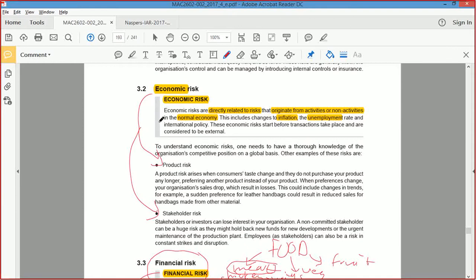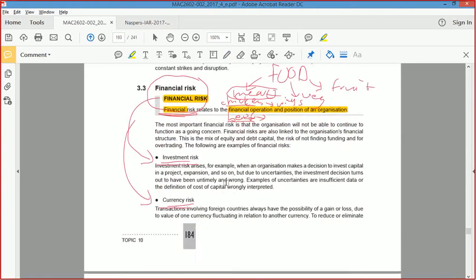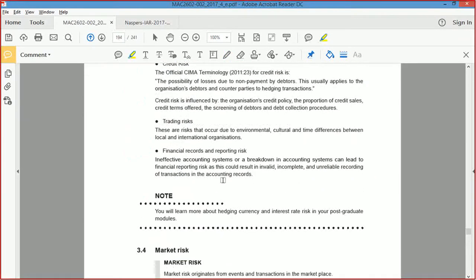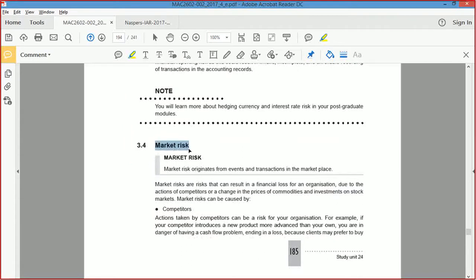The same thing here. Financial risk is a risk, and financial risk can be broken up into different areas. Investment risk, currency risk. Same thing as up here, economic risk. We can have product risk, we can have stakeholder risk. Those are things that would be part of the economic risk. So you can either go more detailed or less detailed, more high level or more lower level. Does it make sense? Yes, sir.